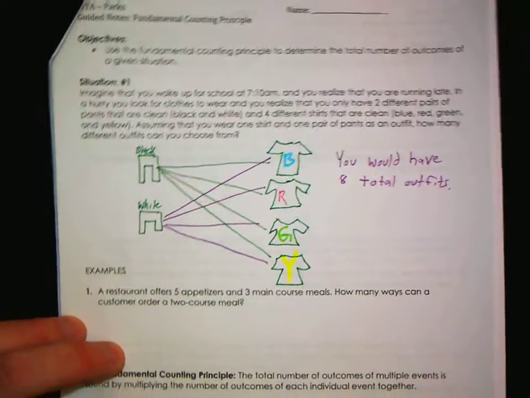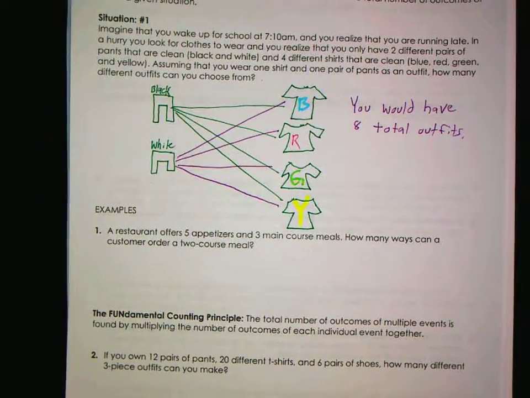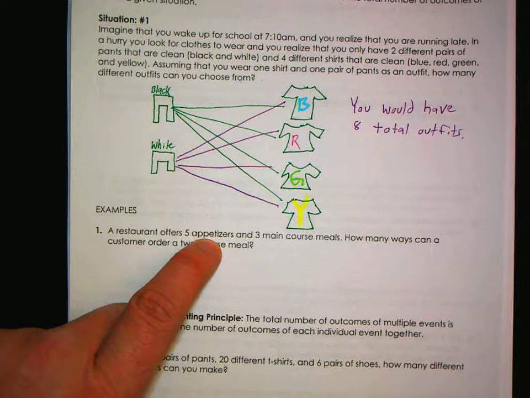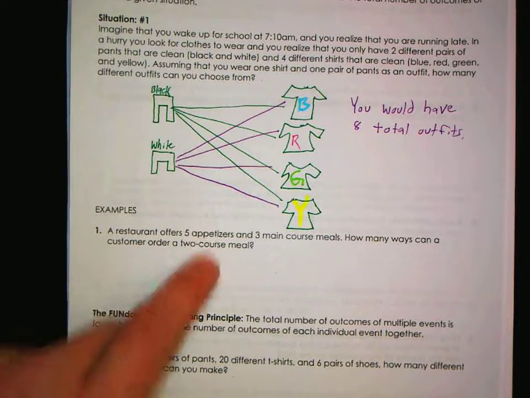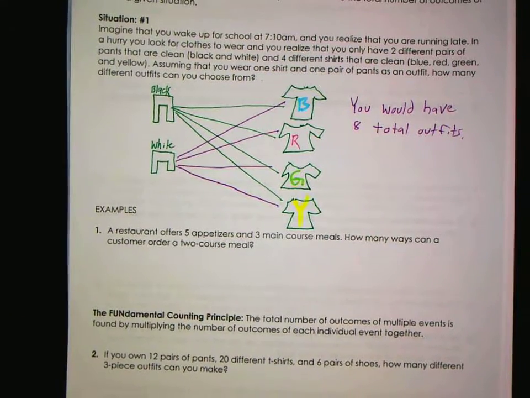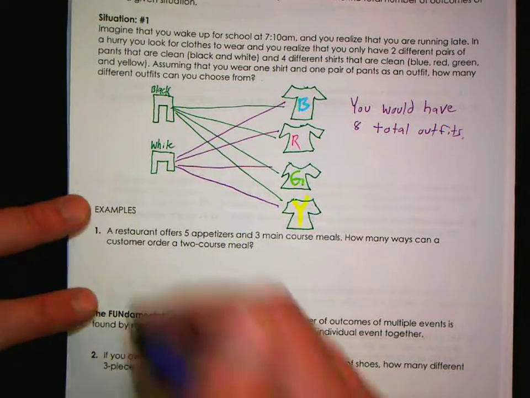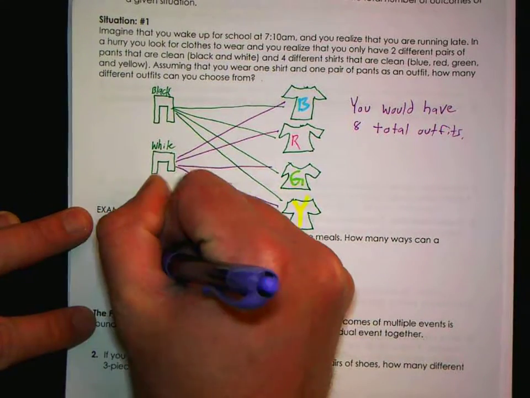Next. A restaurant offers 5 appetizers and 3 main courses. Do we know what an appetizer is? It's like the dessert before your meal. That's how I like to think of it. Like cheese sticks. I don't know. It doesn't say which ones. Or like mozzarella sticks maybe.